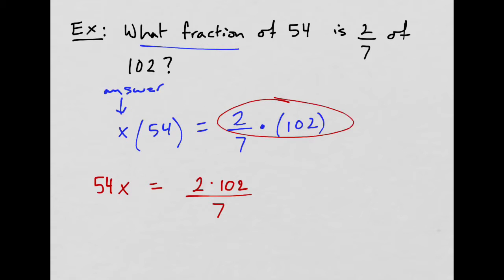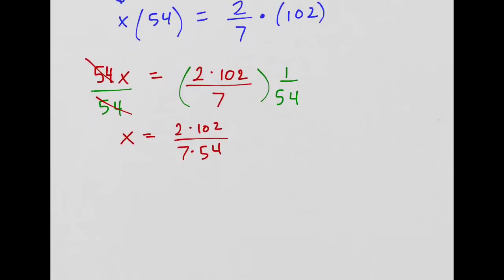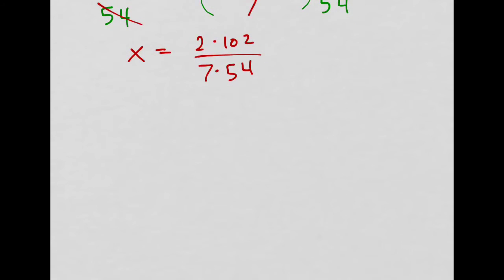Now I'm multiplying these. You could multiply that out, but I don't really want to yet because I'm going to be dividing by 54. Maybe something will help. So I'll take both sides and divide by 54. Remember, dividing by 54 is the same thing as multiplying by 1 over 54. So really this 54 just stays in the denominator. So I get x equals 2 times 102 divided by 7 times 54. And then I'm going to reduce. I can divide the top and bottom by 2.